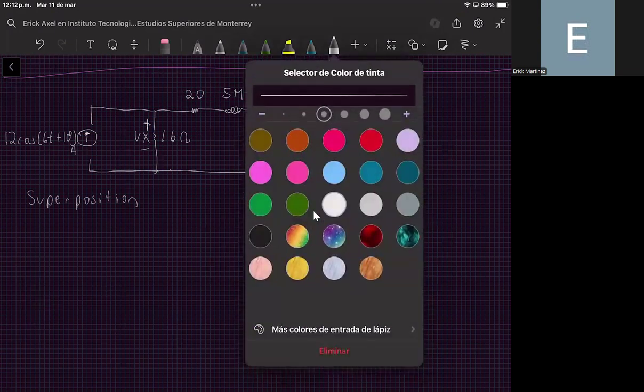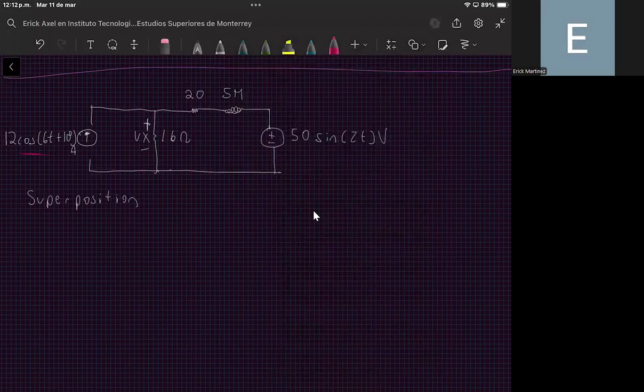For example, you can observe here that we have this current source that has a frequency omega equal to 6 radians over second. But also we have a voltage source that has a frequency of 2 radians over second. So we cannot convert all the elements into the frequency domain, in this way, convert the resistance and the inductor that this circuit has directly, because we have two elements that are operating at a different frequency.